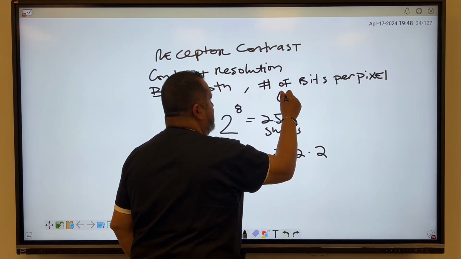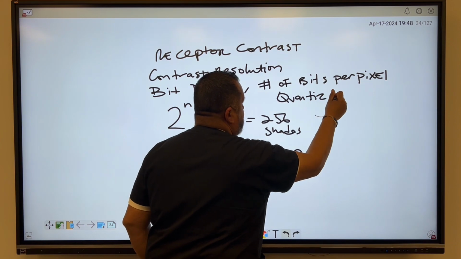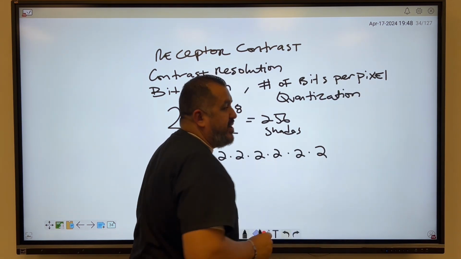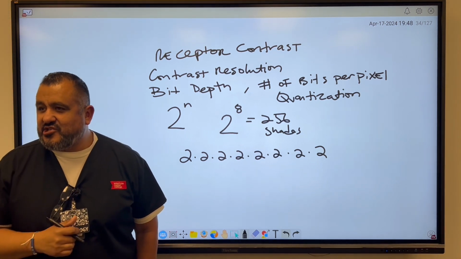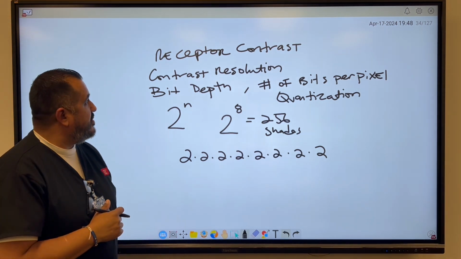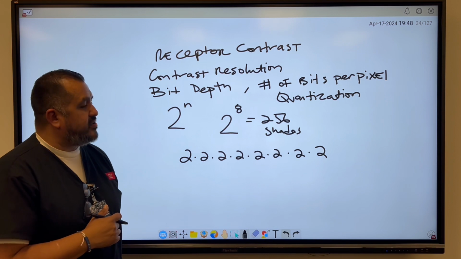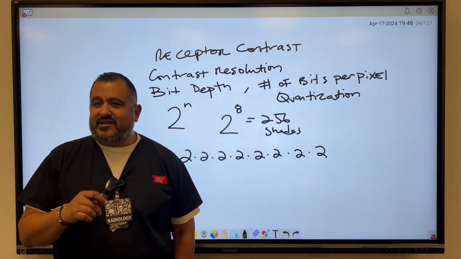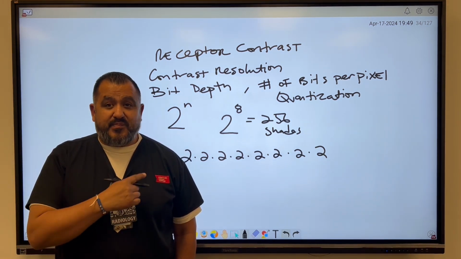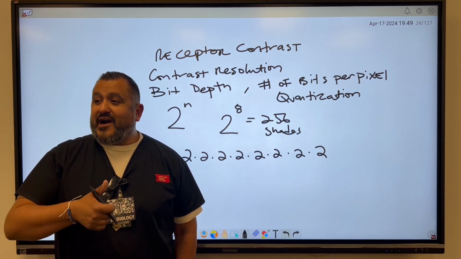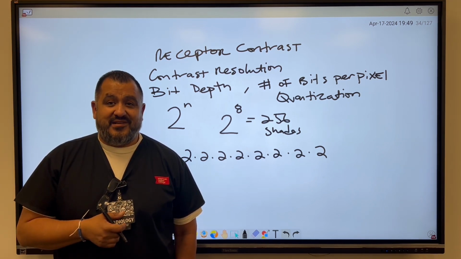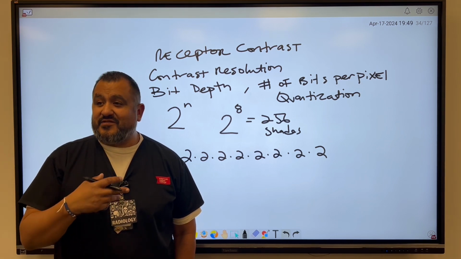is known as quantization. So each little square can hold a certain amount of signal. It's fixed. It's something that you're not going to change. So receptor contrast resolution is a fixed component. It's controlled by bit depth, and that's the number of bits per pixel. If you go higher in bit depth, you get more grays. More grays gives you more visualization of the object.